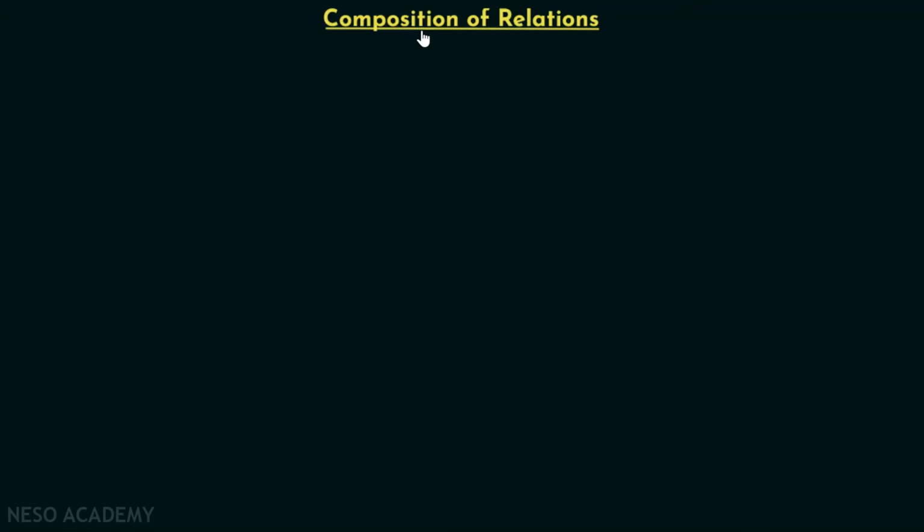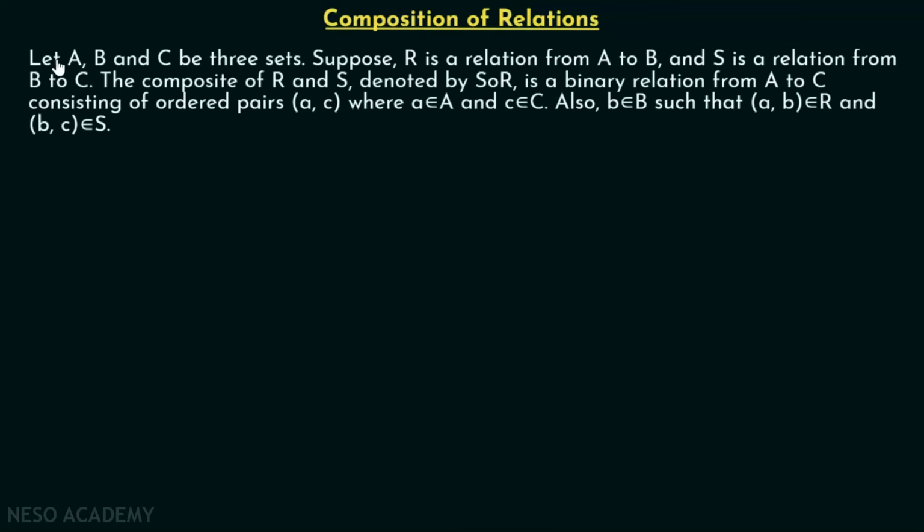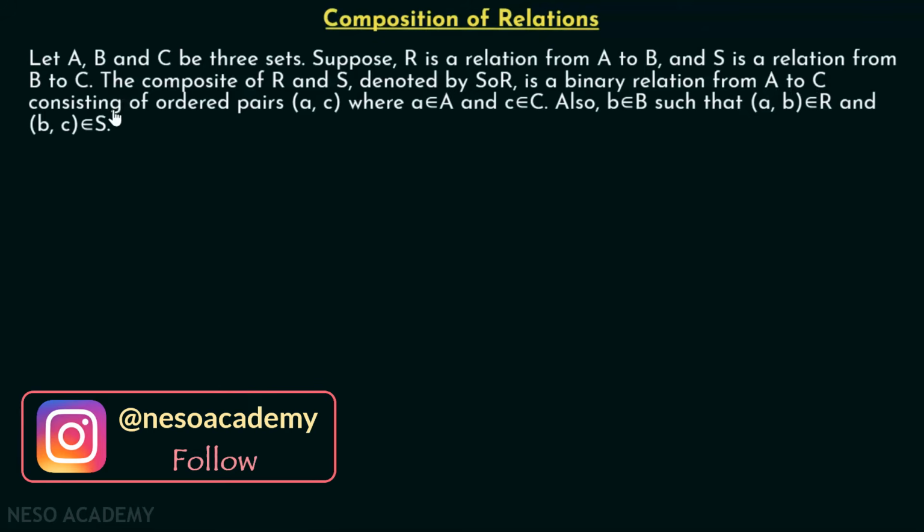In this presentation, we will discuss composition of relations. So let's get started. Let A, B and C be three sets. Suppose R is a relation from A to B and S is a relation from B to C. The composite of R and S, denoted by SOR, is a binary relation from A to C consisting of ordered pairs (a, c), where a belongs to A and c belongs to C. Also, there exists b belonging to B such that (a, b) belongs to R and (b, c) belongs to S.